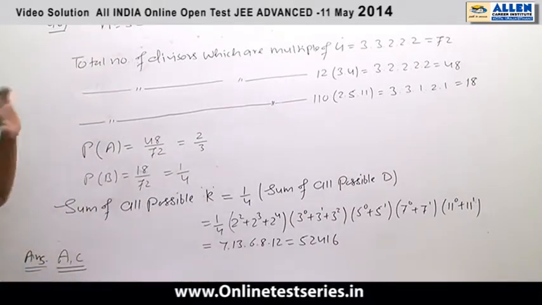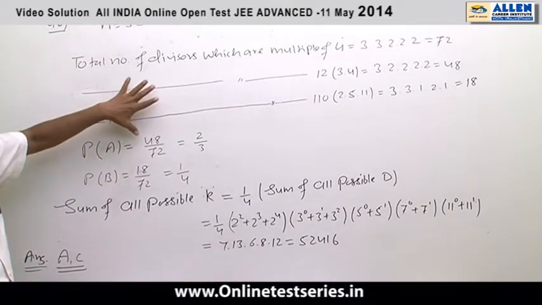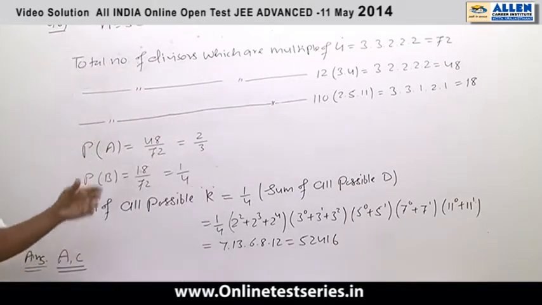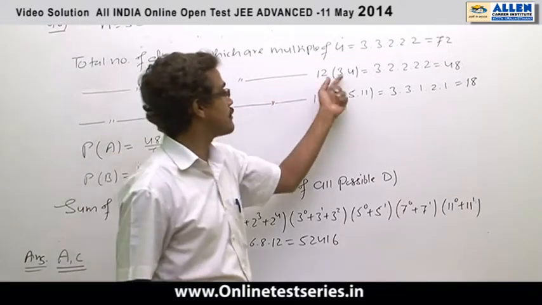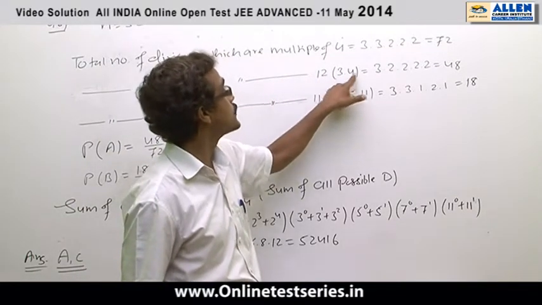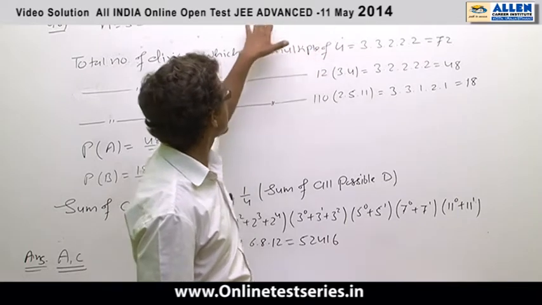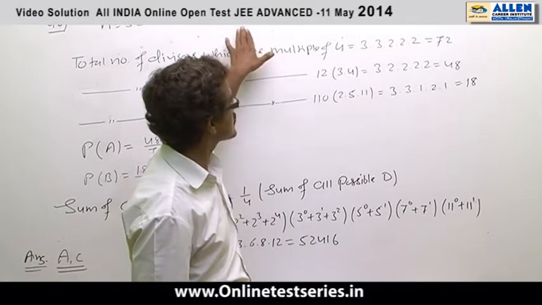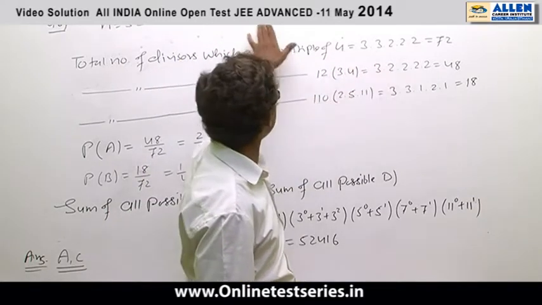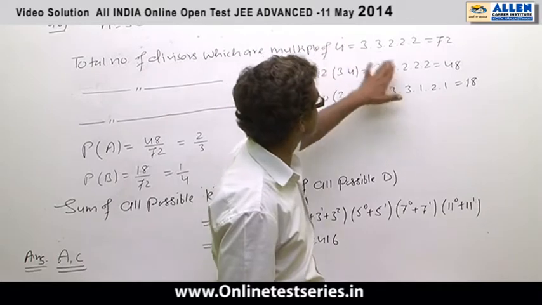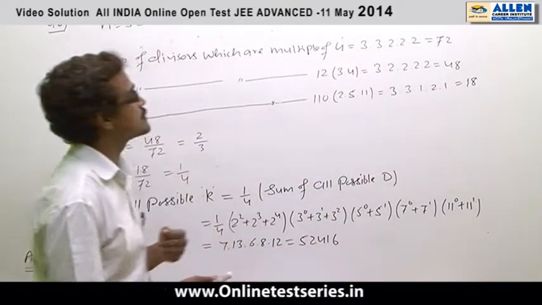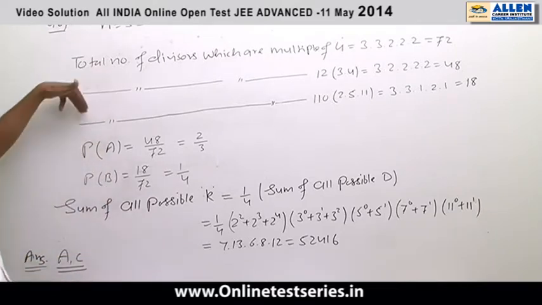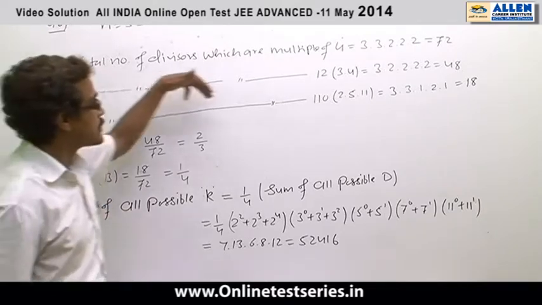Now, according to the options, we have to find the total number of divisors which are multiples of 12 as well as multiples of 110. If a number is a multiple of 12, it should be a multiple of 3 as well as 4. So for 3 and 4 we have to select at least two 2s and at least one 3. So there are 3 choices for 2, 2 choices for 3, and no restrictions for 5, 7, 11, so 2 × 2 × 2. So this becomes 48 divisors which are multiples of 12.